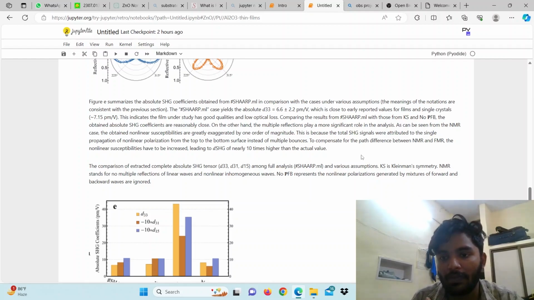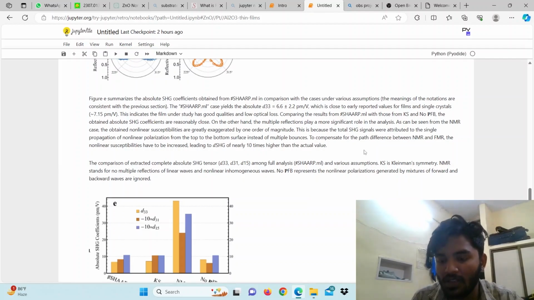Comparing these results from Sharp ML with those of KS and no PFB, the obtained nonlinear susceptibilities are exaggerated by one order of magnitude. This is because these total SHG signals were attributed to a single propagation of nonlinear polarization from the top to the bottom surface instead of multiple bounces. To compensate for this path difference between NMR and FMR, the nonlinear susceptibility has to increase, leading to a d of nearly 10 times higher than the actual value.